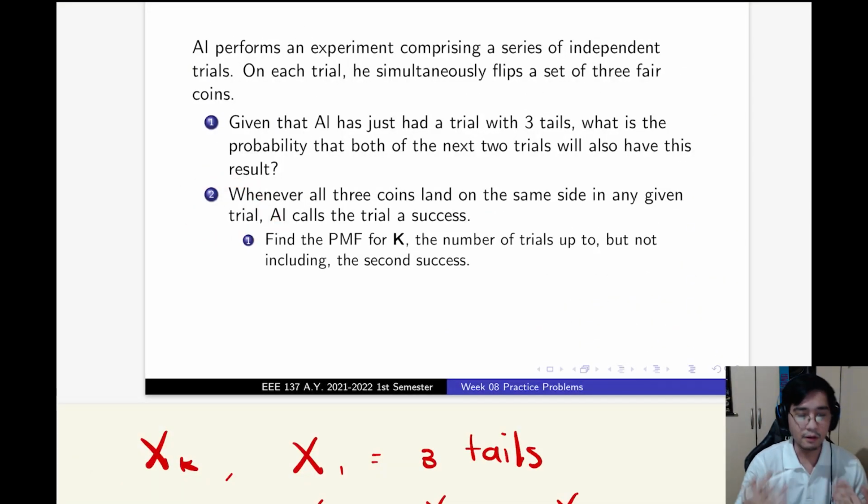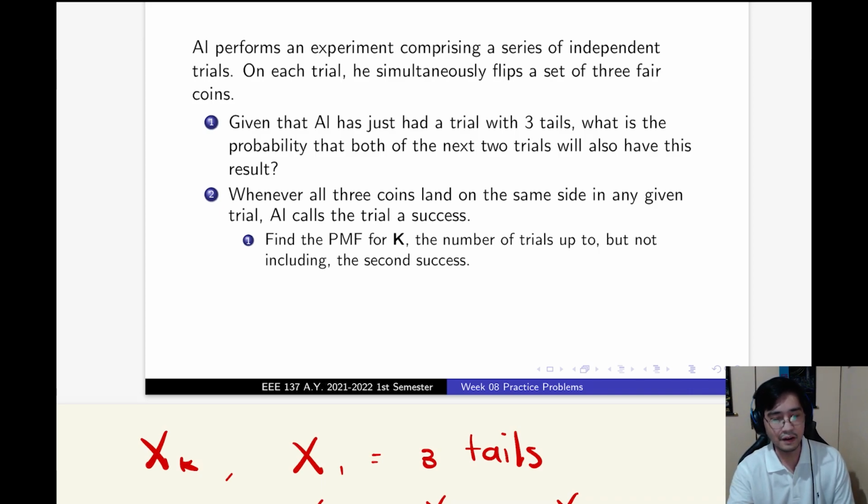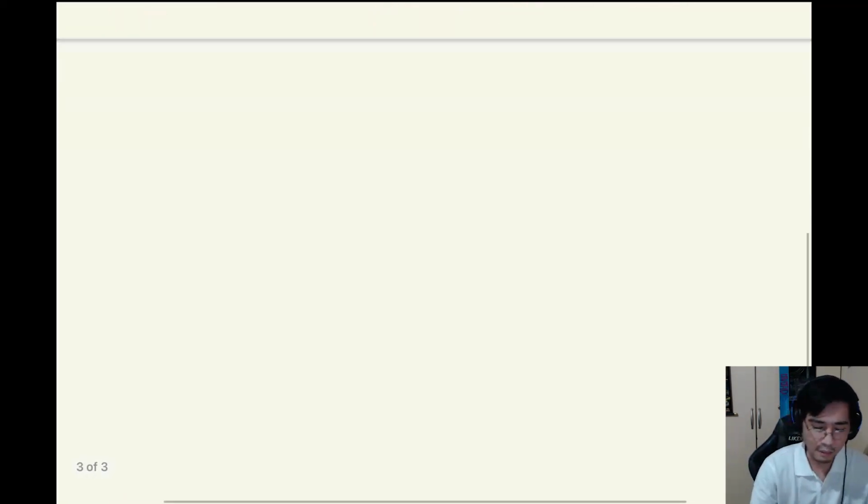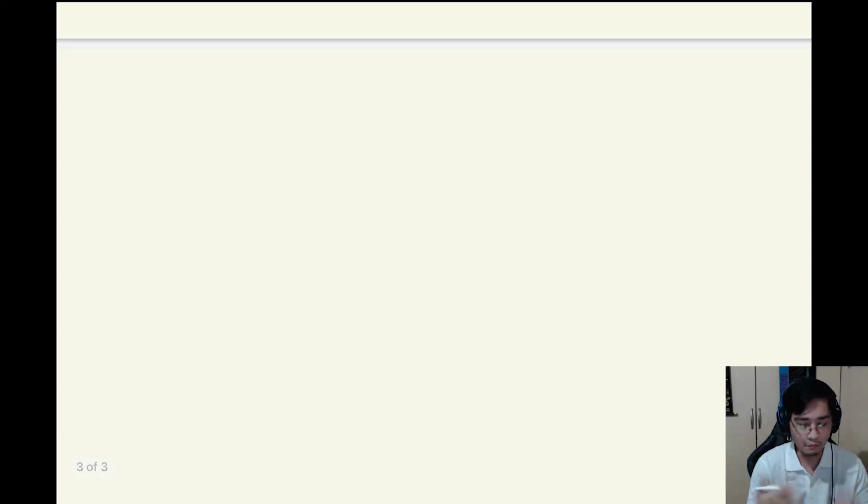So, whenever all 3 coins land on the same side in any given trial, Al calls the trial a success. We have another Bernoulli process in this case, but we redefine the success. We have a success if we have 3 heads in those 3 fair coins that were flipped, or 3 tails. And we define what is the probability of success in our new Bernoulli process.